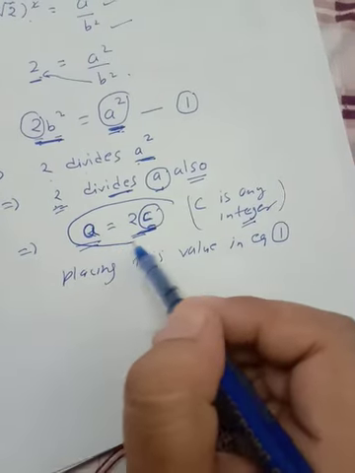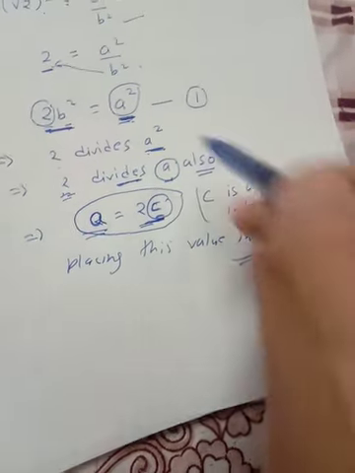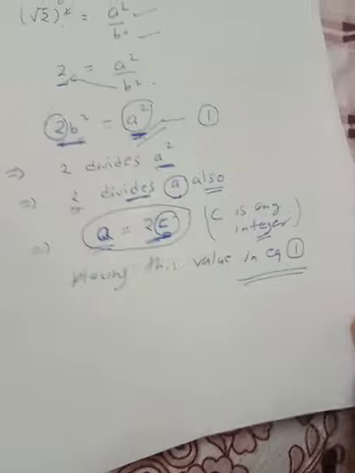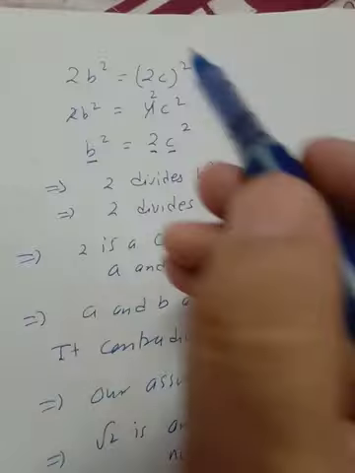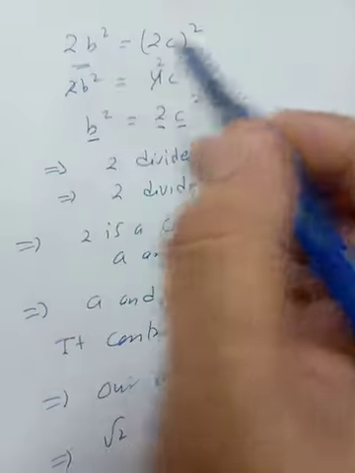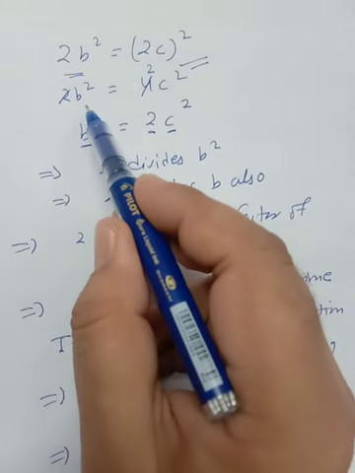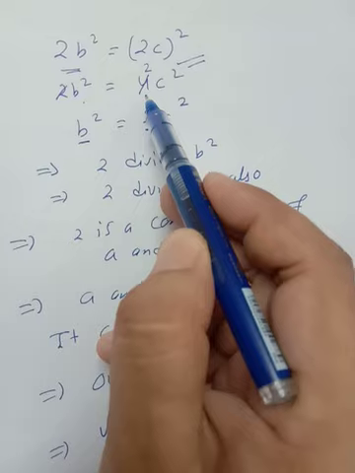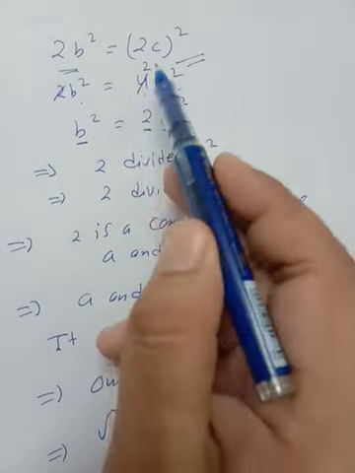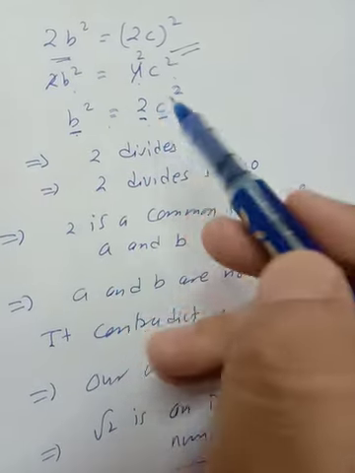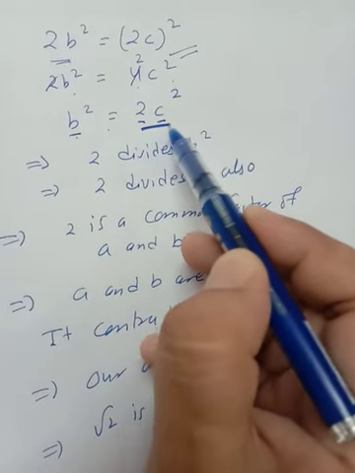Now we'll place this value in equation number 1. So what will we get? We will get 2b squared equals (2c) whole squared. It means 2b squared equals 4c squared. By cancelling, we get b squared equals 2c squared.